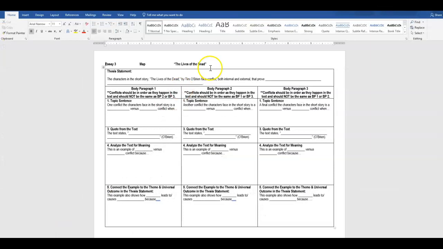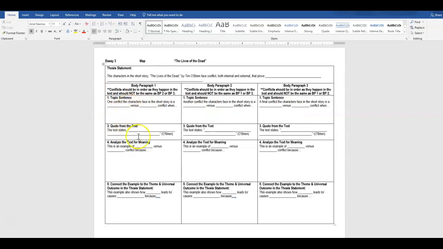Your map is the same way. It has numbers 1, 3, 4, and 5 on it. So conflicts should be in the order as they happen in the text and should not be the same as body paragraph 2 or 3. So again, you have to pick a different type of conflict for each body paragraph. You will summarize the conflict. You will give me the quote from the text from where it happens, and then now you will analyze the example. This is an example of person versus self conflict because.